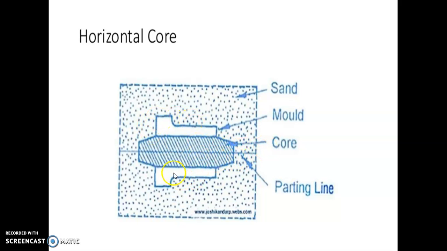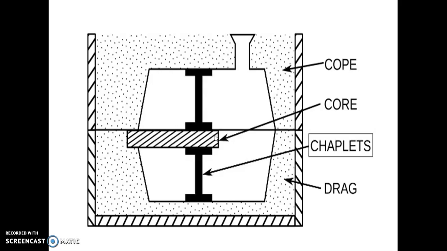This is a mold cavity. While pouring the molten metal, the core is present. When the molten metal is poured, it will not fill that core area. So after the removal of the casting, the core is removed and it becomes a hollow part. This is the purpose of the core.